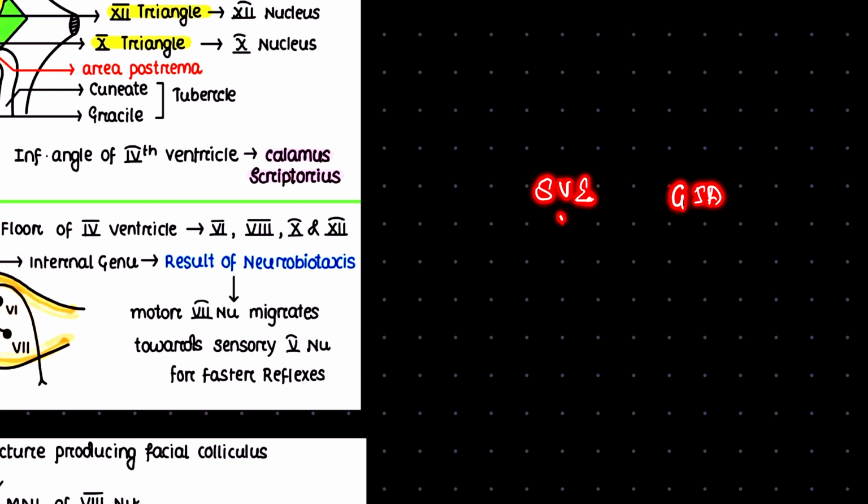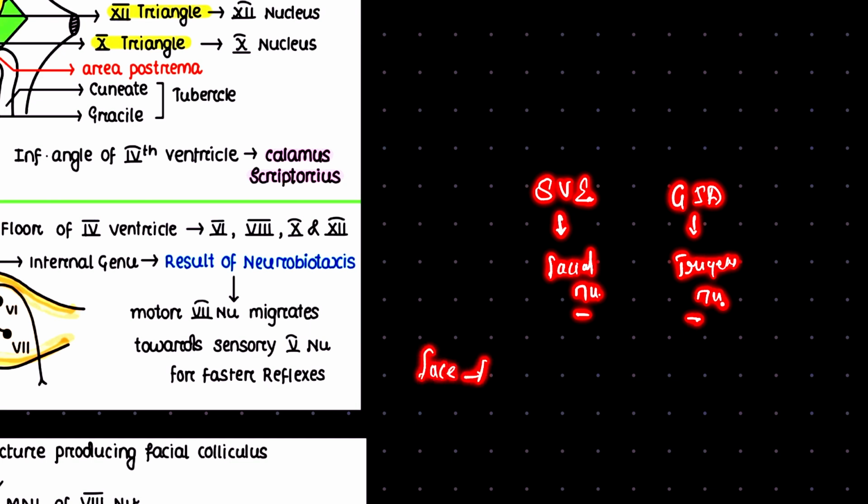In SVE there is the facial nucleus. In GSA there is the trigeminal nucleus. Why are we talking about these two things? Because the facial nerve is the main motor nucleus for the face. Let's talk about the main motor nuclei and the main sensory nuclei of the face. The face consists of a motor nucleus and a sensory nucleus.